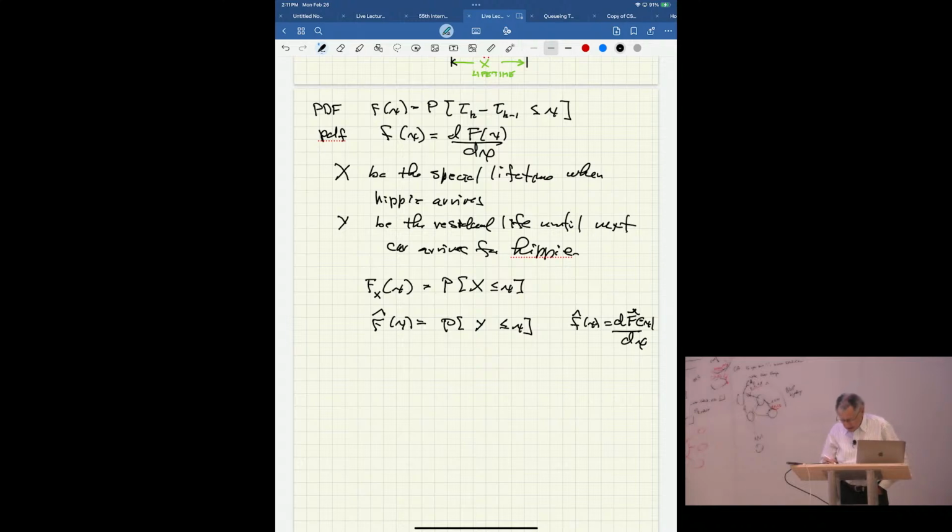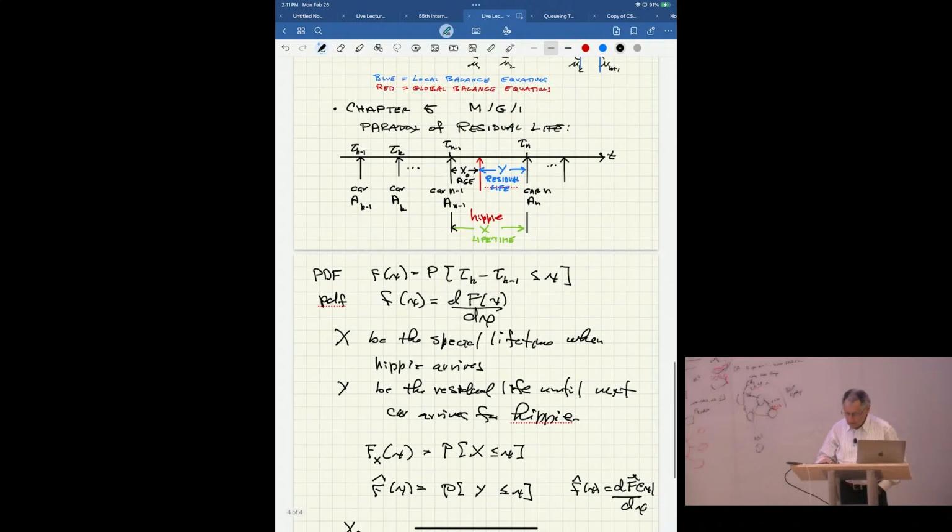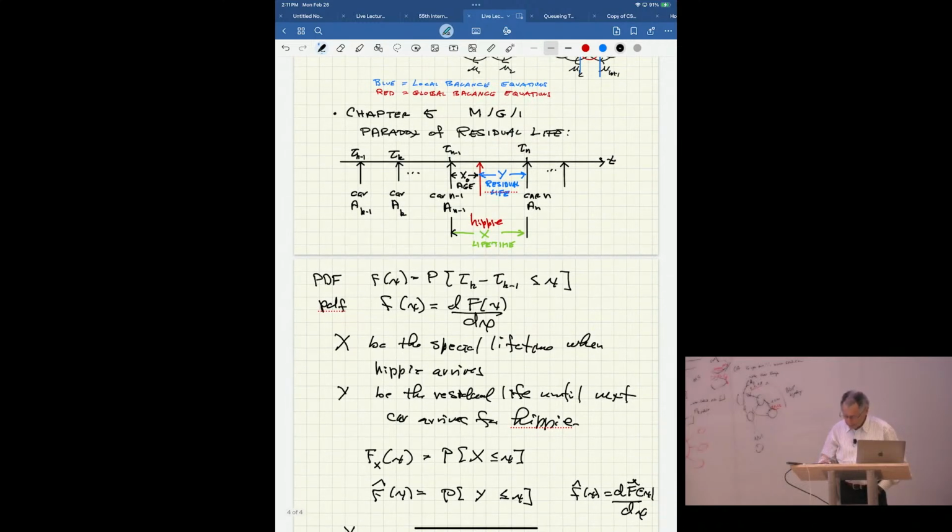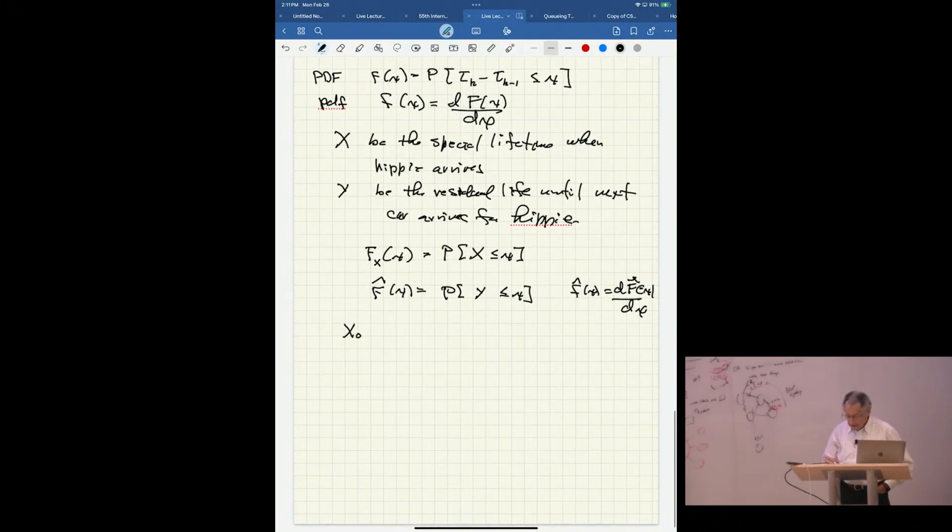And as I indicated elsewhere, this quantity x0 in this picture in black here is, if you will, the age. It's equal to the lifetime, the special lifetime, minus the residual life, and that's called the age, as I indicated upstairs. Now we want to solve for the density of x and y. That's our goal.